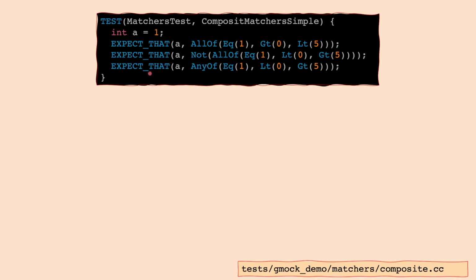Here I'm saying expect that A matches any of the following matchers. It's equal to 1, or it's less than 0, or it's greater than 5. And because this one is true, the whole thing is true, and the expect that statement passes.